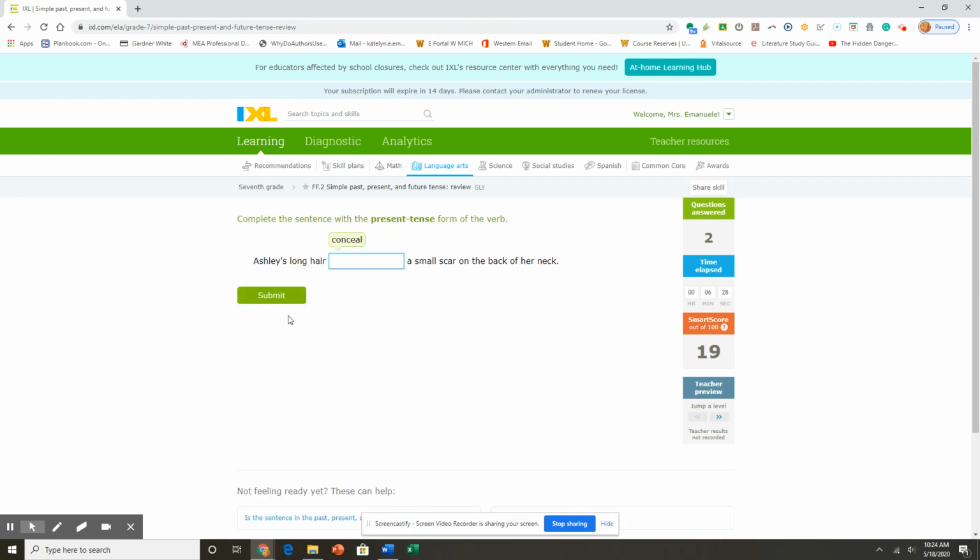Then the present tense form of the verb. So now we have to look at what is the present tense form of the verb conceal. Because it ends in an L, you're just going to add s. So Ashley's long hair conceals, to make it present tense, a small scar on the back of her neck.